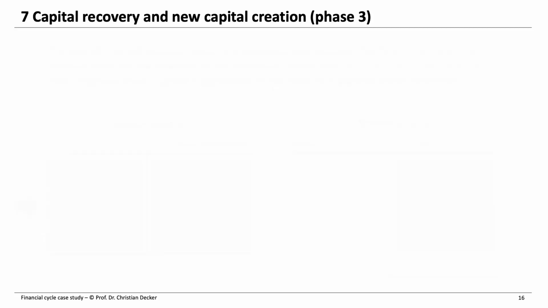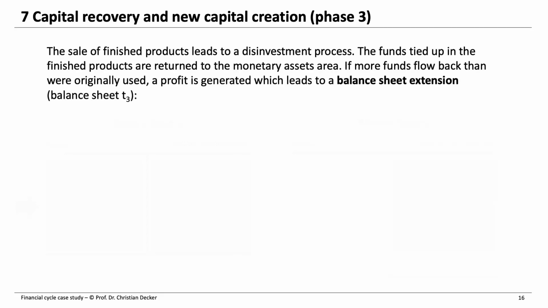In the third phase of the financial cycle, capital recovery and creation of new capital can be observed. The sale of finished products leads to a disinvestment process. The funds tied up in the finished products are returned to the monetary assets area. If more funds flow back than were originally used, a profit is generated, which leads to a balance sheet extension.